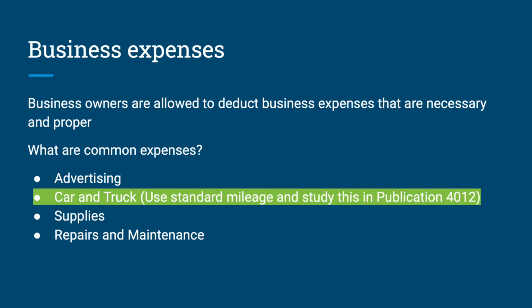Then also here, and this is a bit of a wink for the exam, the advanced exam, is car and truck expenses. I'm probably going to make a separate video covering some topics that may be useful for you for the advanced exam that are not always the most relevant as far as preparing accurate returns at our site in particular. This may be one that ends up in there, and it's important to know that for car and truck expenses, we use standard mileage, and then you can study this in Publication 4012. I think that is something that you're going to want to study for the advanced exam in particular.